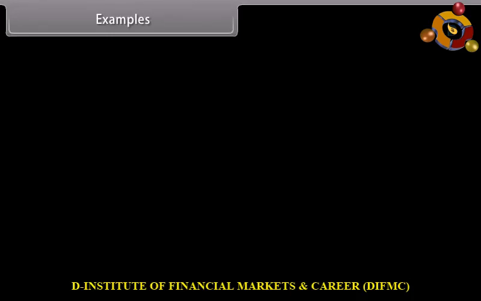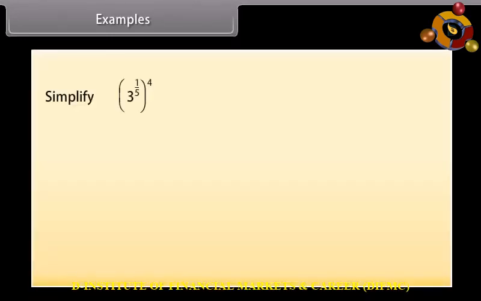Examples. Now let's solve some examples using these identities. Let's simplify the first one. 3 raised to the power 1 by 5 whole raised to the power 4. By multiplying 1 by 5 by 4, we get 4 by 5. So its answer is 3 raised to the power 4 by 5.